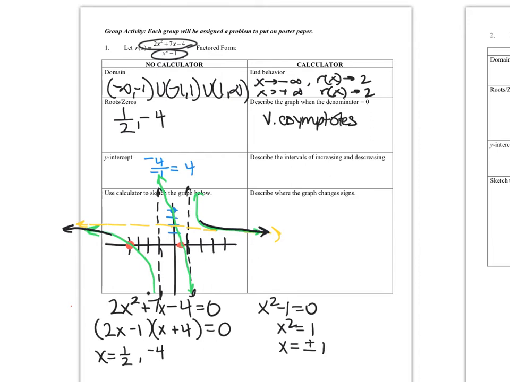Describe the intervals of increasing and decreasing. So it actually looks like this the whole time: this function is decreasing. So it is going to be decreasing over the domain. It's decreasing from -infinity to -1, from -1 to 1, and from 1 to infinity. Never increasing. Notice the whole time from left to right it's going down. And then where does the graph change signs? The only place that it changes signs is at the x-intercepts today.